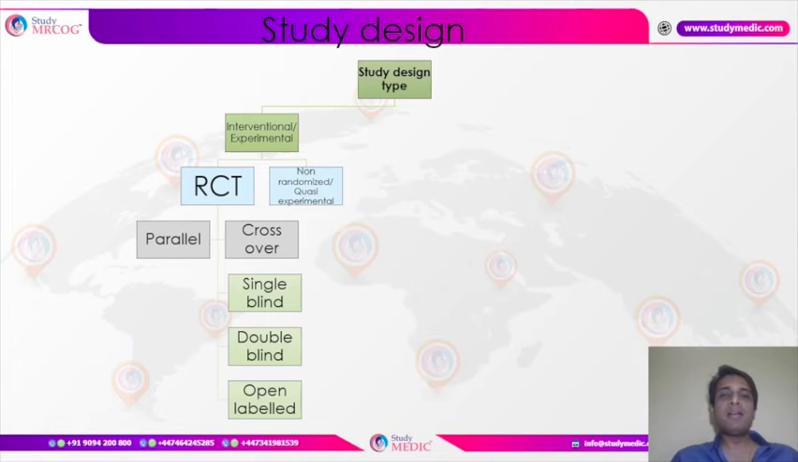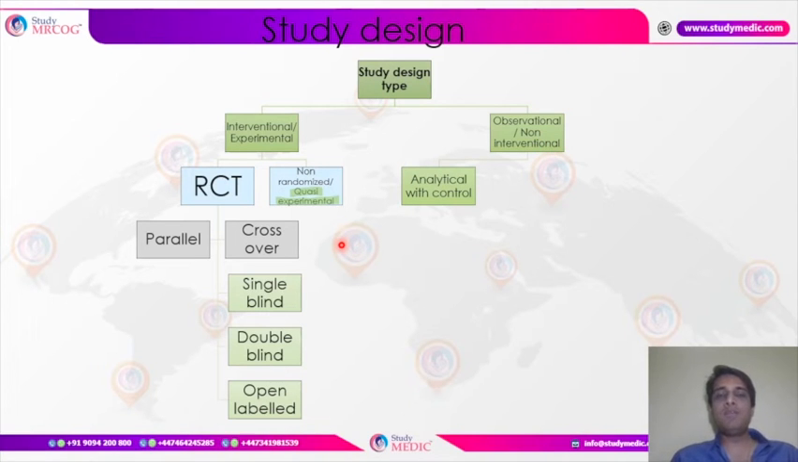Now, if you are not randomly allocating, then it is called a non-randomized study design, also called a quasi-experimental study design. Now, if there is no intervention, then it is called a non-interventional or observational study design. Now, what are the types? They may be with control. They are analytical observational study designs.